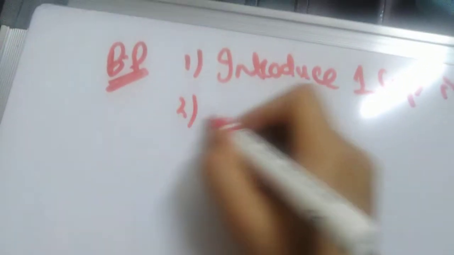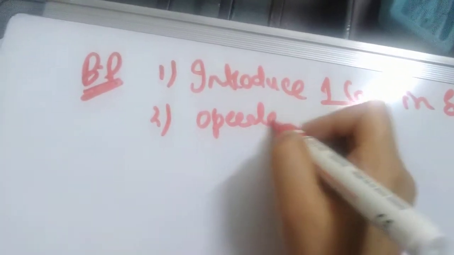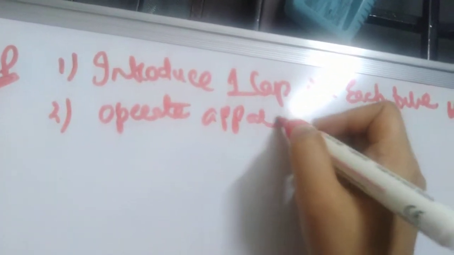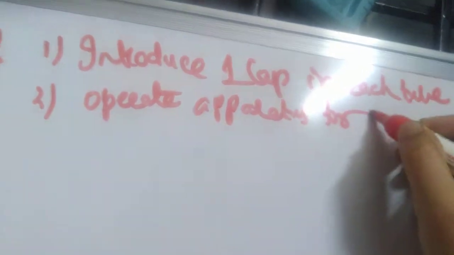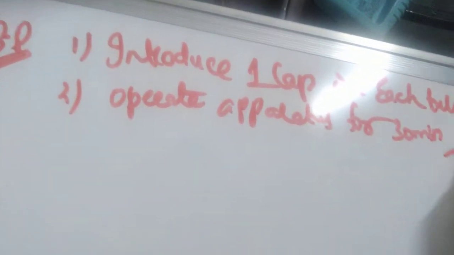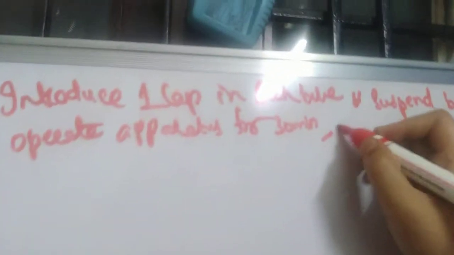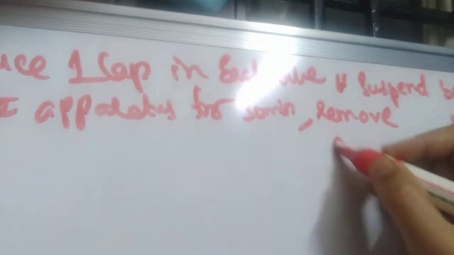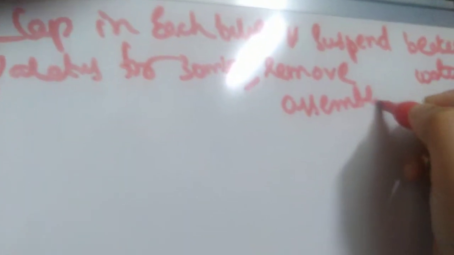As I have already told you, if hard capsules float on the surface of water, you need to add the disc. Then your second step: operate the apparatus for 30 minutes. After 30 minutes, remove the complete assembly from the liquid.